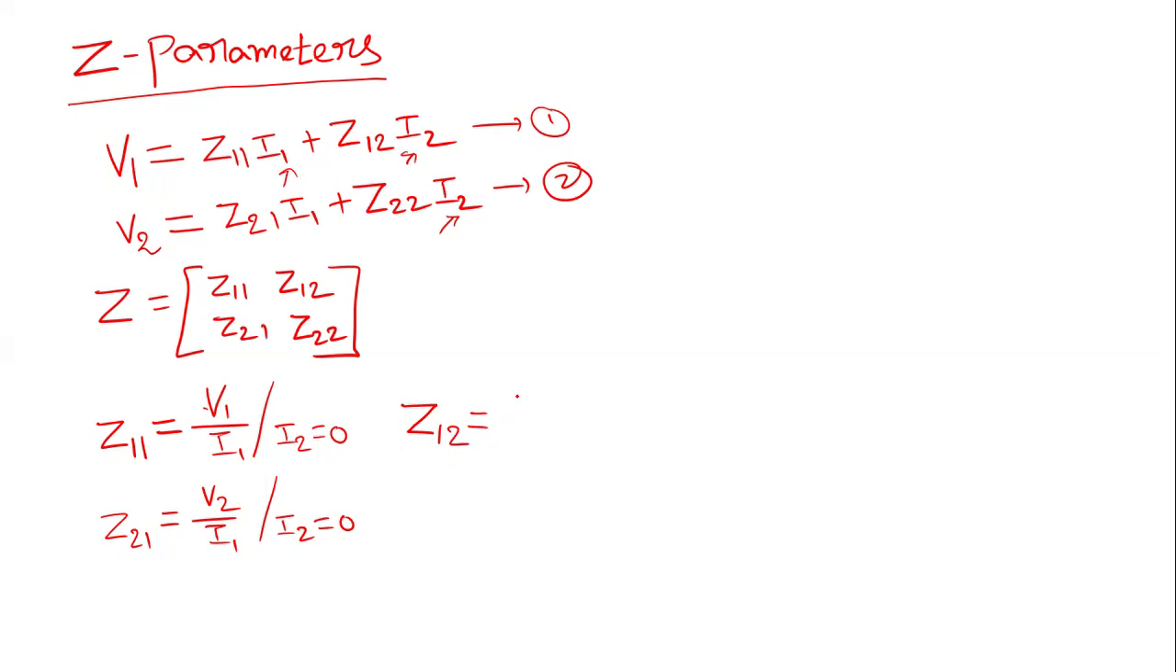What is the expression? This is V1 by I2 with I1 0. Similarly, Z22. What is Z22? V2 by I2, with I1 0.